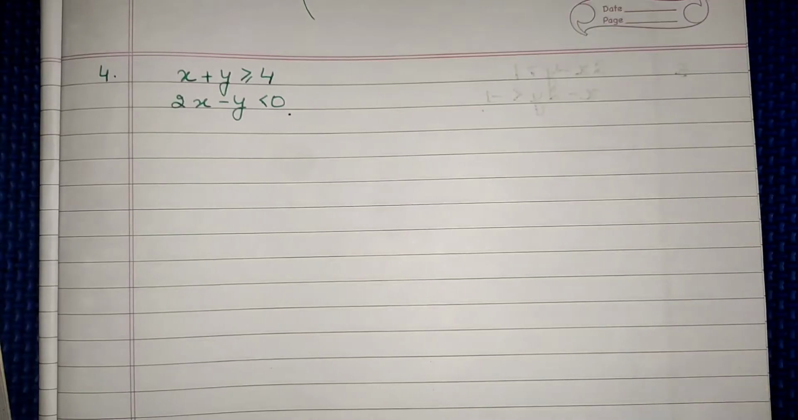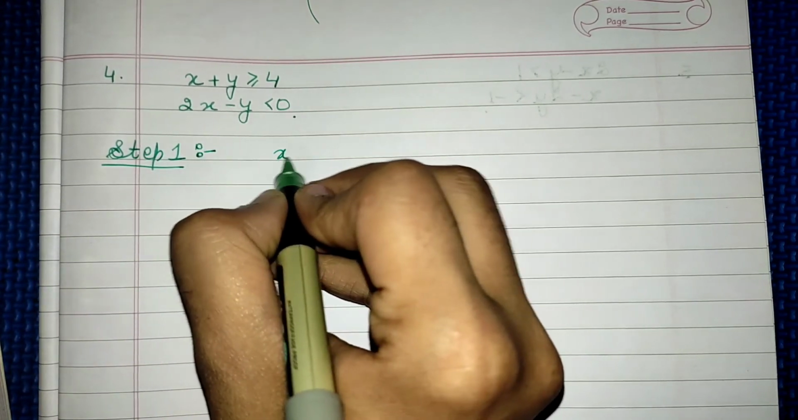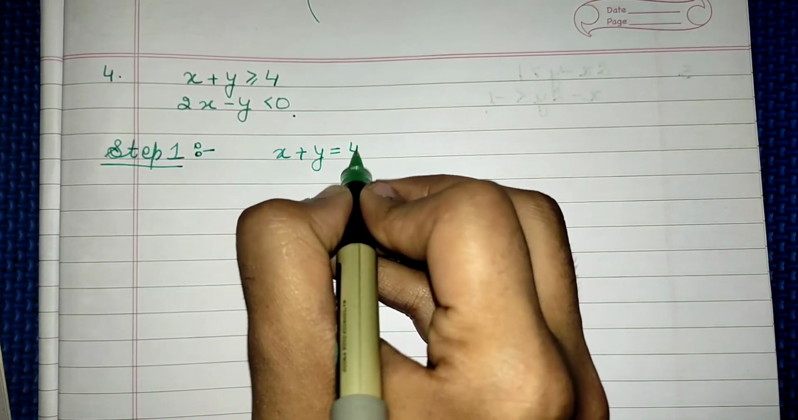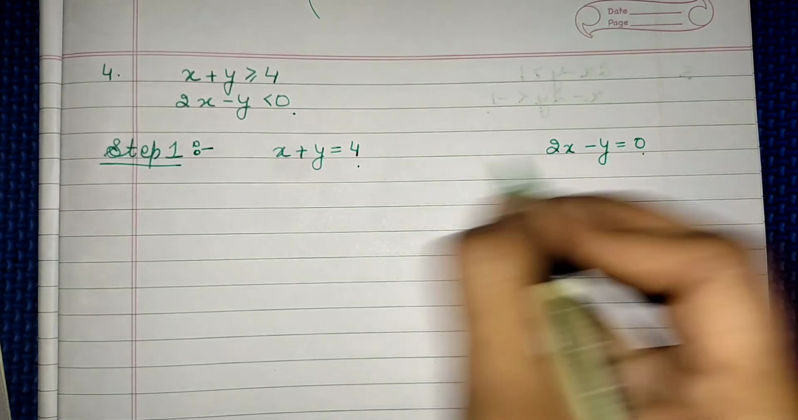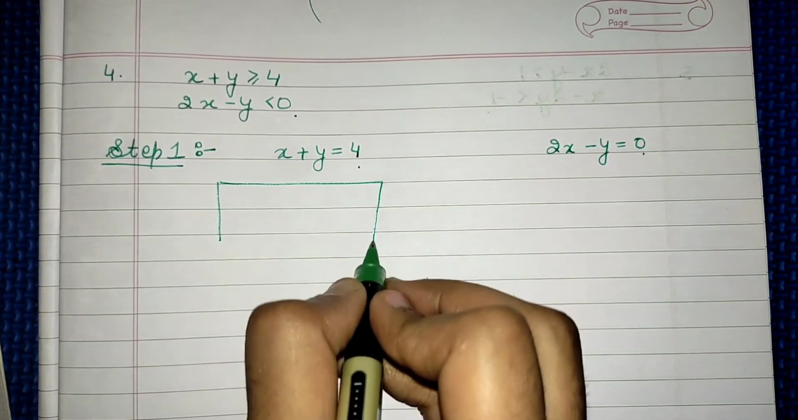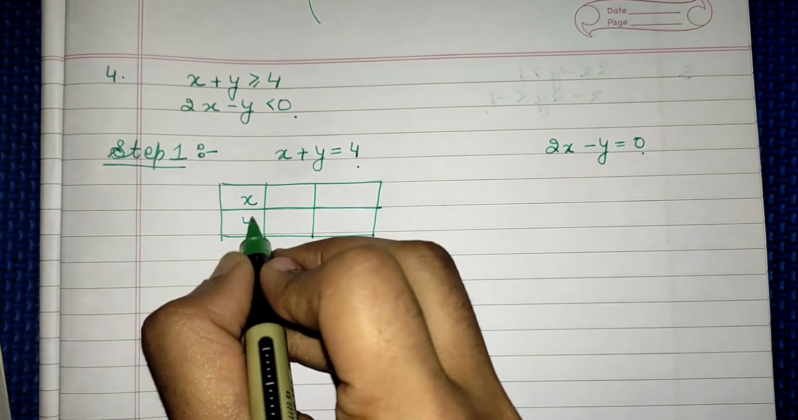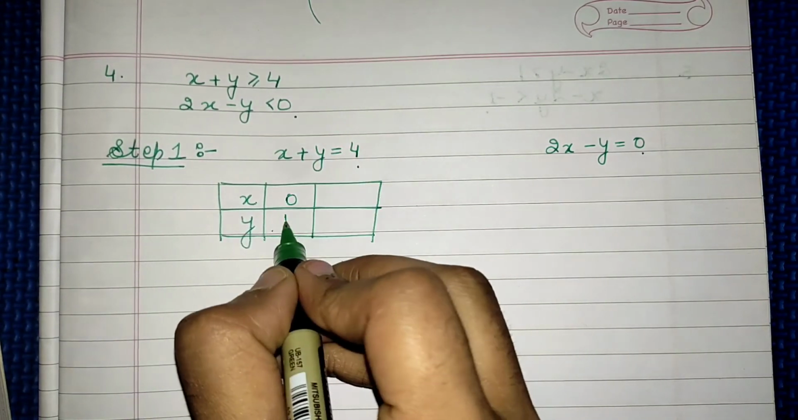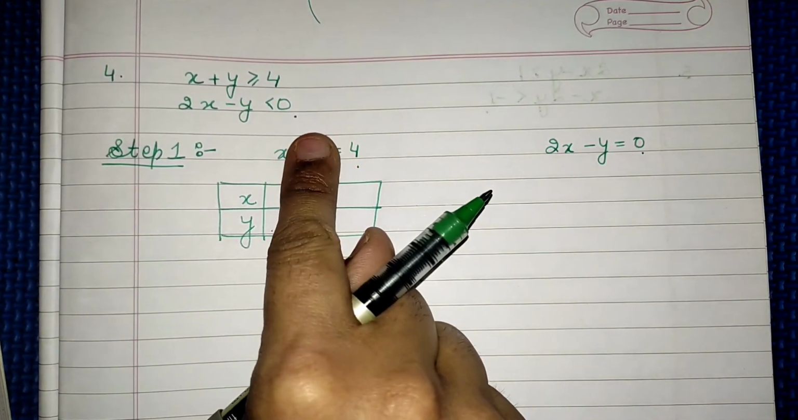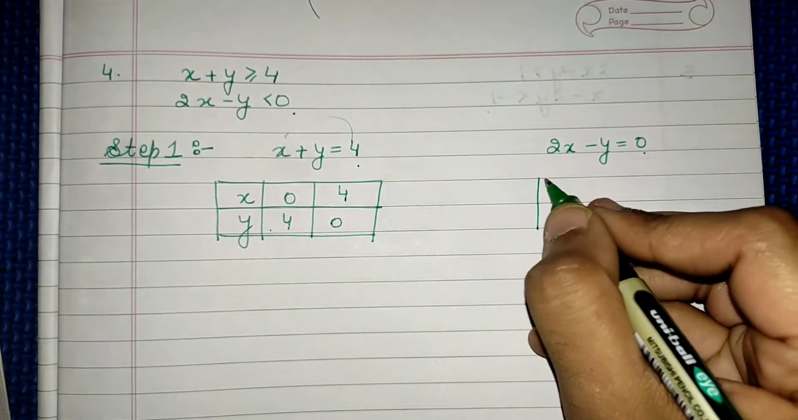Okay. Number 4. Question number 4 says that these two inequalities are given to us. So again we are going to follow the same steps. My first step is to forget about the inequalities and find out the points of the line. So this is x and this is y. If x is equal to 0, then my y will be equal to 4. If my y is equal to 0, then my x will be equal to 4.